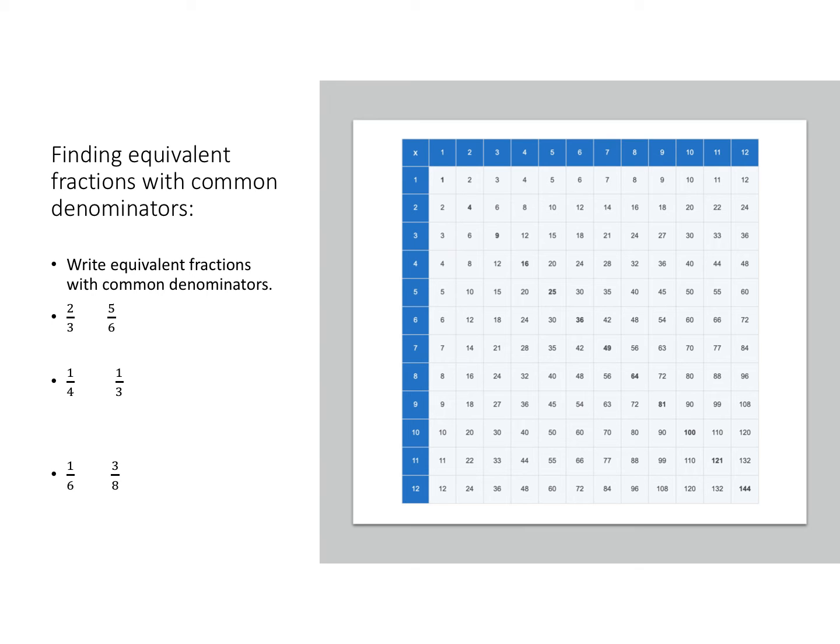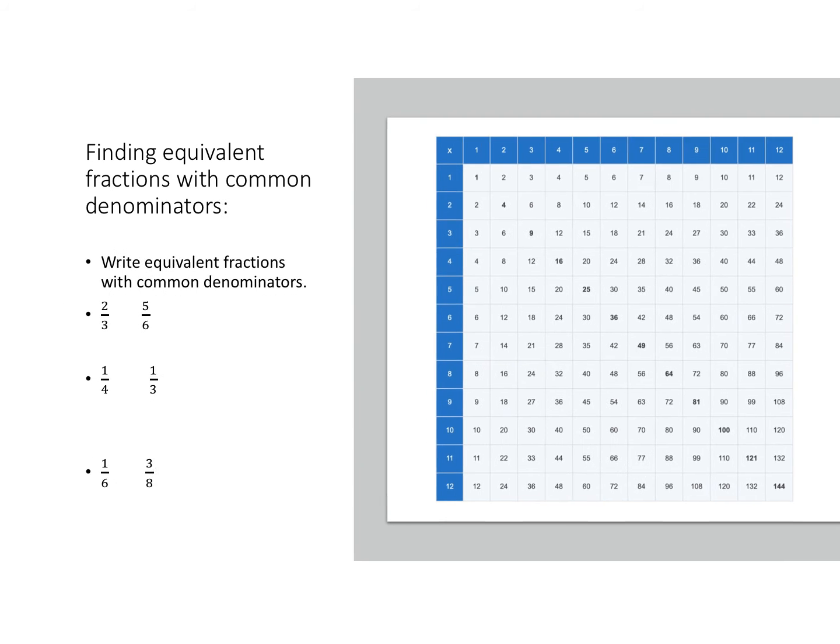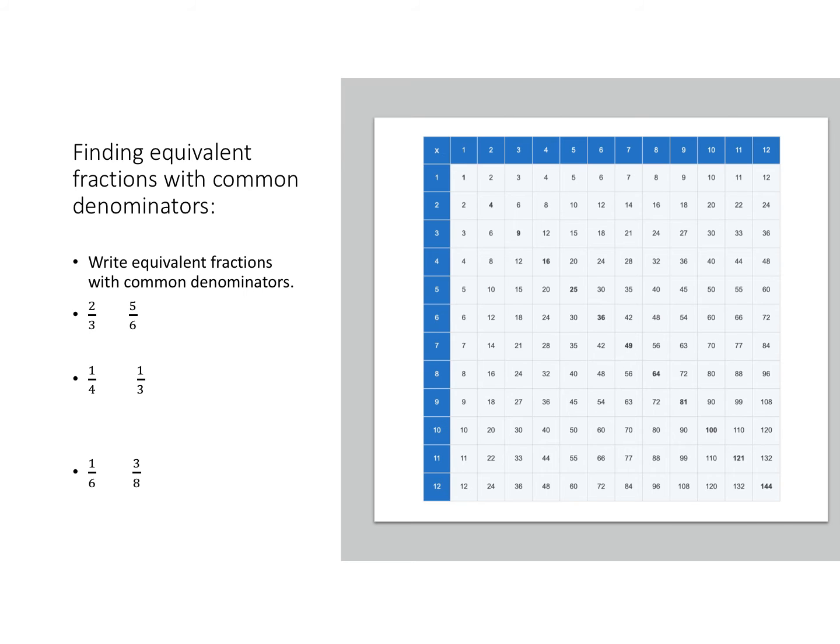We have a few more that we can look at. We have 2/3 and 5/6. So if I go along the 3 line, we can see that we have 3, 6, 9. And on the 6s, I start with 6. So we got 6 and 6. So I'm going to make those both into 6s. We got 6 there and 6 there. Well, the 5/6 I'm already good, so I don't need to do anything with that. So then I'm going to multiply the 2 by 2 and the 3 by 2. So 3 times 2 is 6, 2 times 2 is 4, and we have equivalent fractions there.